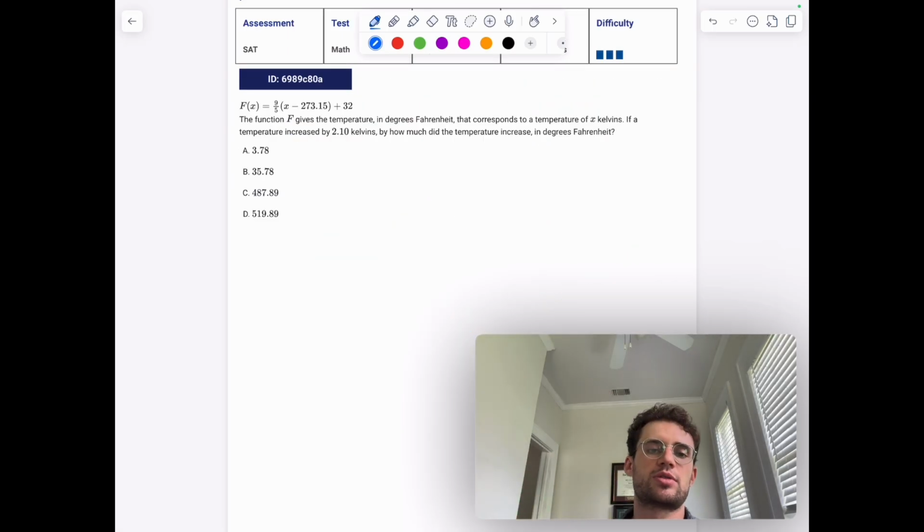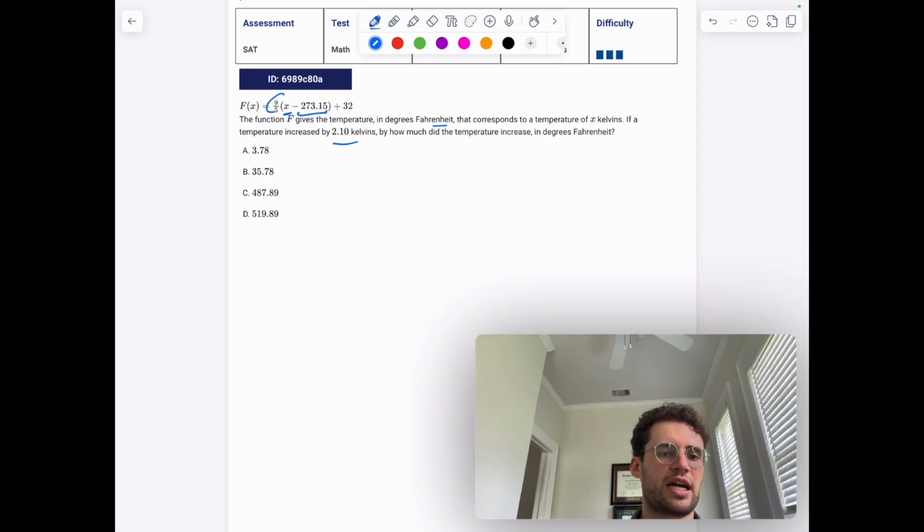F of x equals 9/5 times the quantity x minus 273.15 plus 32. So it's another one where they're giving us a temperature in Kelvin, and then you're converting it into Fahrenheit. So the function f gives the temperature in degrees Fahrenheit that corresponds to a temperature of x kelvins. If a temperature increased by 2.10 kelvins, by how much did the temperature increase in degrees Fahrenheit?